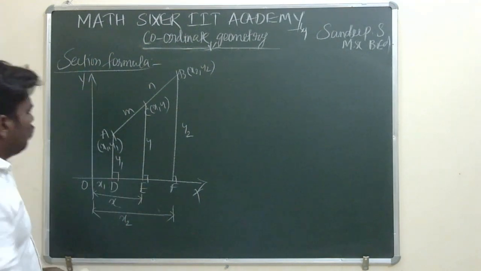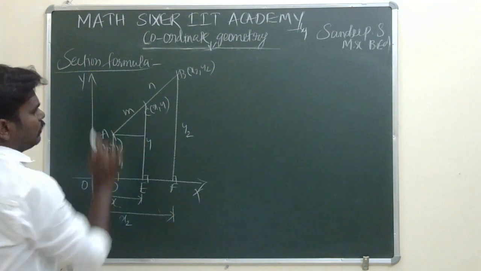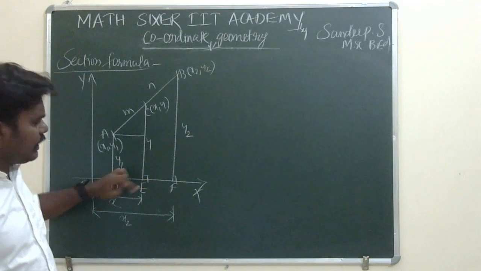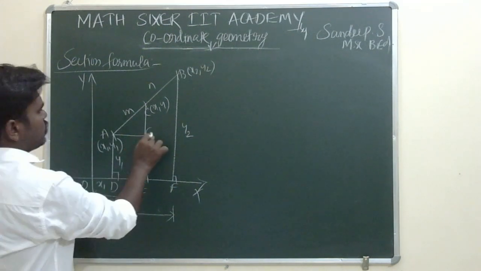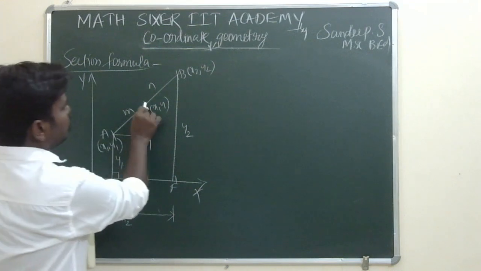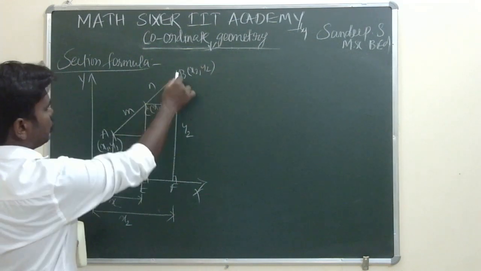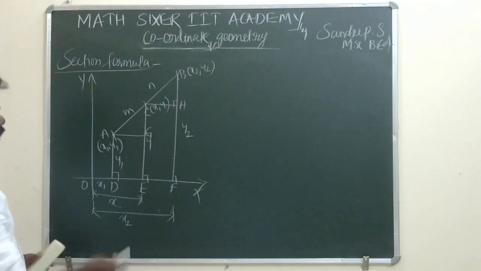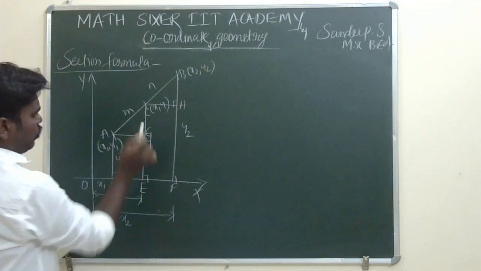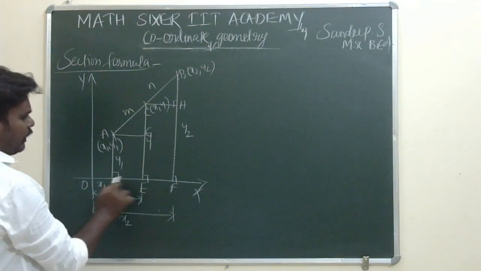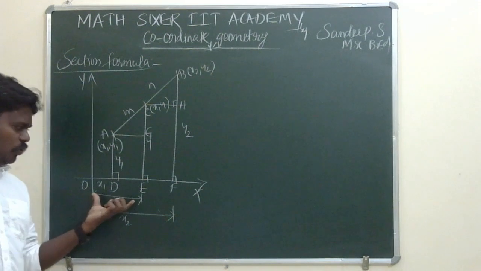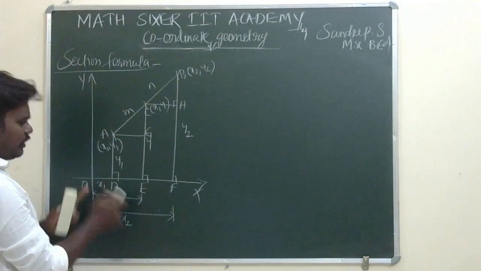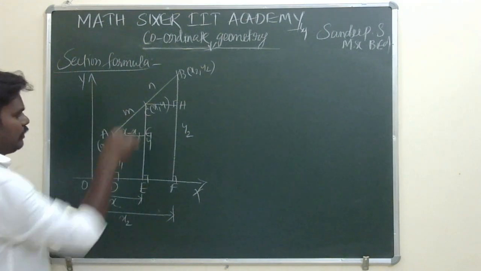Okay. Now draw the perpendicular line from point A to the line segment CE, and suppose it intersects at G. And similarly draw the perpendicular line from point C to BF, and identify that as H. Now, how can we find the AG value? AG is nothing but DE. And DE is OE minus OD, so this is x minus x1.